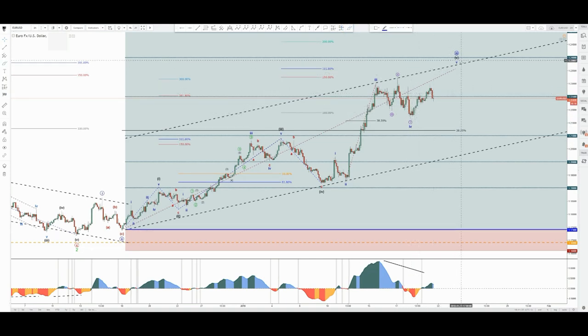However, yeah, we do know that this would be the last leg. I mean, when I say we, I'm saying me and you, not somebody within. Anyway, how I'm labeling this is a WX and ABC in Y, that's completing sub minuet blue 4.